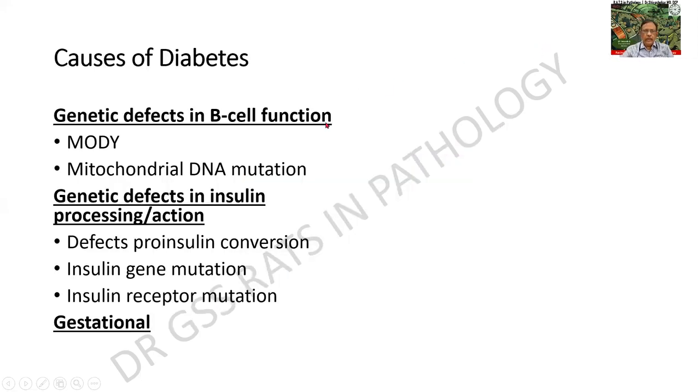Now, what are the causes for diabetes? It can be divided into genetic defects in the beta cells, genetic defects in insulin processing. The first one has MODY, maturity onset diabetes in the young, and mitochondrial DNA mutation. Under the insulin processing, you have defects in pro-insulin conversion, insulin gene mutation, insulin receptor mutation. And there is another condition called gestational diabetes.